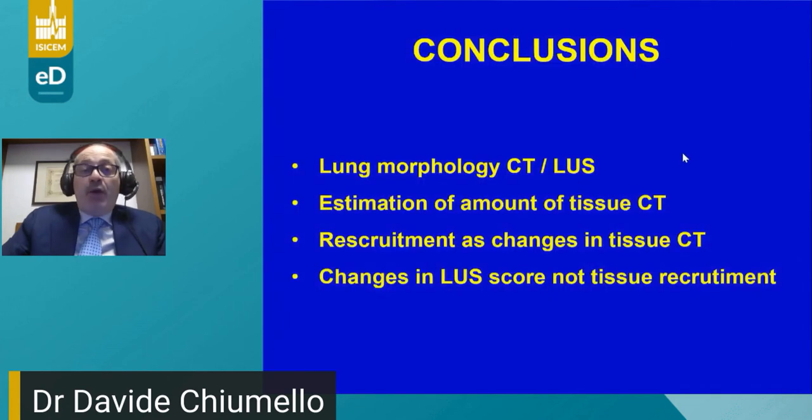So how can we conclude? The lung morphology can be assessed by CT scan or lung ultrasound. However, if we want to estimate the amount of the disease and its distribution, we have to apply lung CT scan. The recruitment as the change in not aerated tissue is possible with lung CT scan, and the changes in the lung ultrasound score are not related to the tissue lung recruitment.